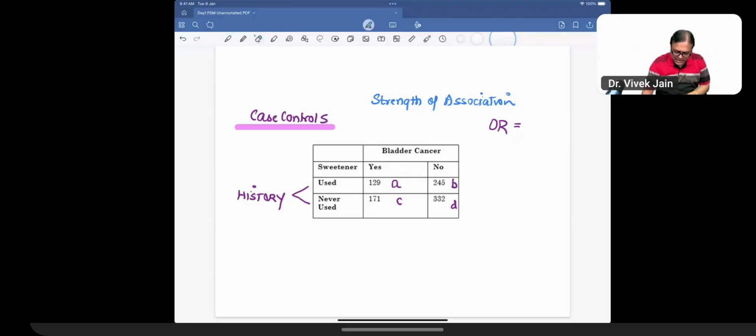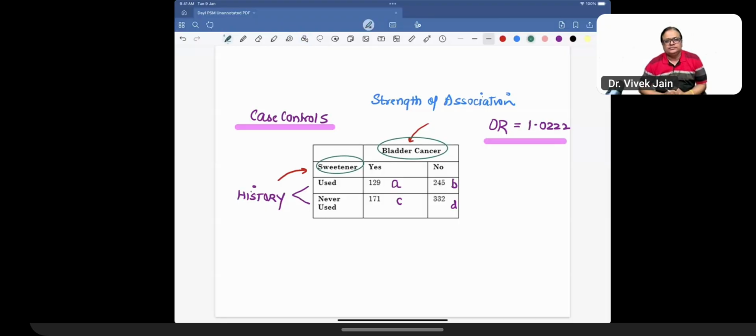Okay, Dr. Shazia is right. It will come to 1.0222. Can anyone tell me what is the interpretation of 1.0222? Please use these words in your interpretation. Then I will understand that you have actually understood the concept.